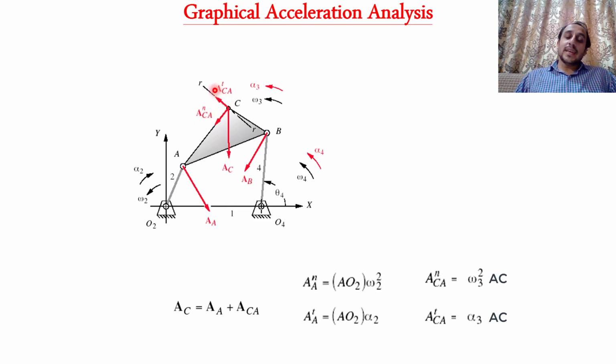What about A_CA^t, the tangential component of CA? Now we do not know its magnitude, and we do not know its exact direction, but we know the line of action of this vector. That will be perpendicular to this normal component of the acceleration. So that is line RR. It means A_CA^t will act on line RR. It means we have 4 parameters of AA available and we have 2 out of 4 parameters of ACA available.